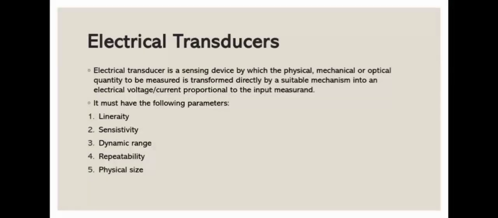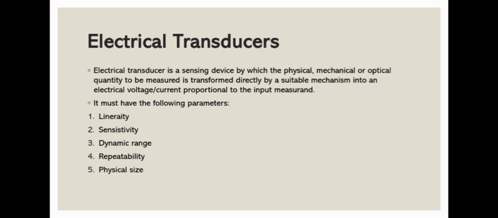An electrical transducer is a sensing device by which the physical, mechanical, or optical quantity to be measured is transformed directly by a suitable mechanism into an electrical voltage or current proportional to the input measurement. An electrical transducer must have the following parameters. They are linearity, sensitivity, dynamic range, repeatability, and physical size. Let us have a broad look at these parameters.